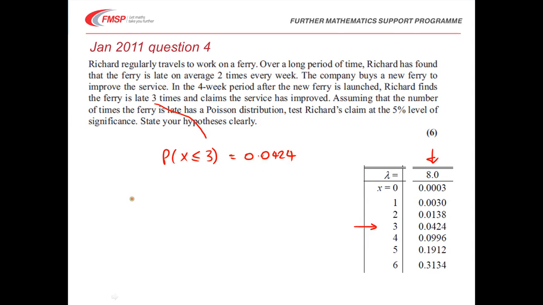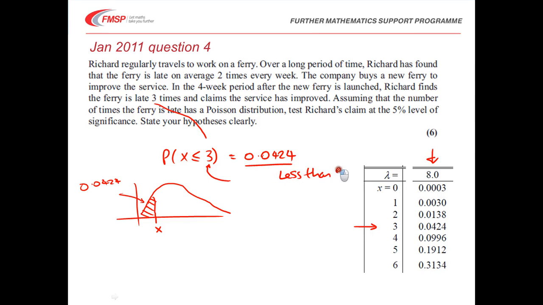Now why is this useful? Well, let's just draw some random graph to show what's going on. I'm basically stating that I have a value, and if I'm below it, then the probability of being below it is 0.0424. Well, that must tell me that this value here is in the bottom 5%, because there's only 4% of data below it. So therefore, 3 must be in the critical region. Because this is less than 5%, which is the level of significance I'm looking at, we reject H0 in this particular case.